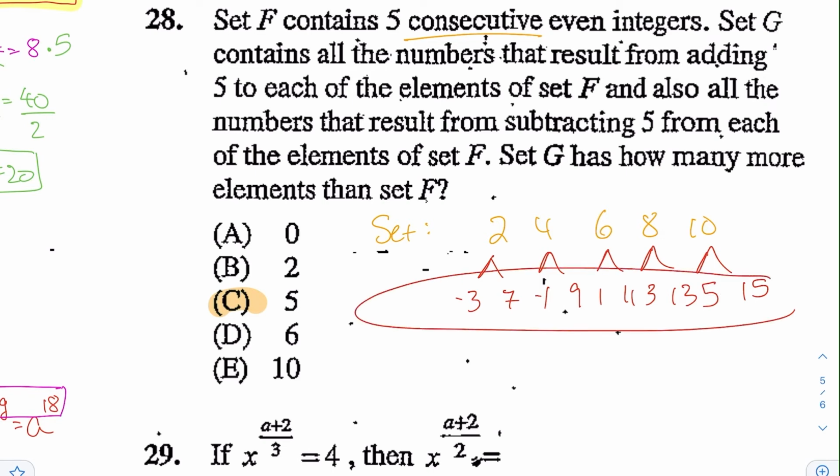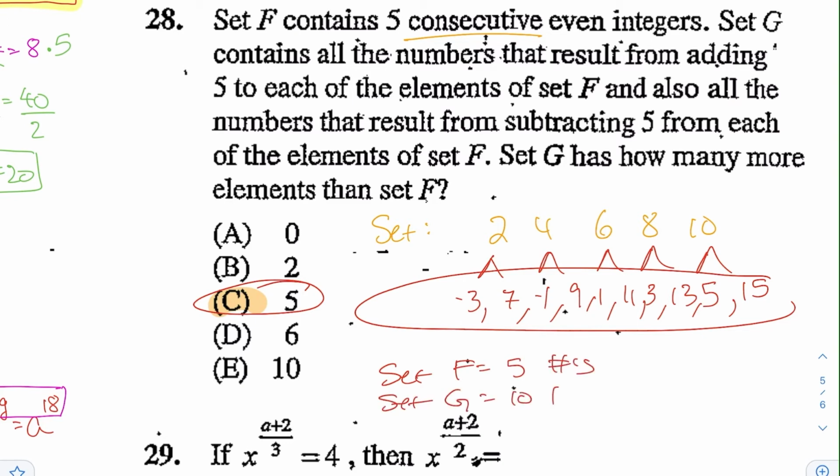So now you have 10 numbers instead of 5. So you have 5 more numbers, choice C. Set F has 5 numbers. Set G has 10 numbers. So that's just 5 more, which is choice C.